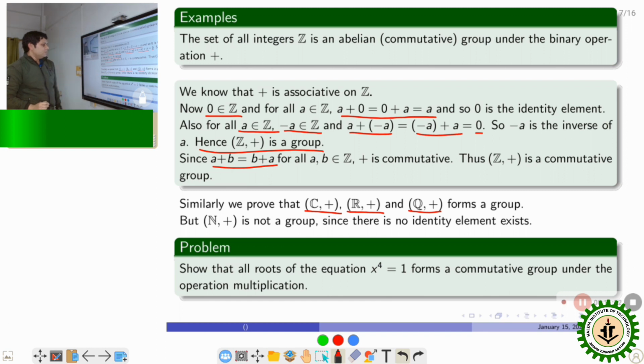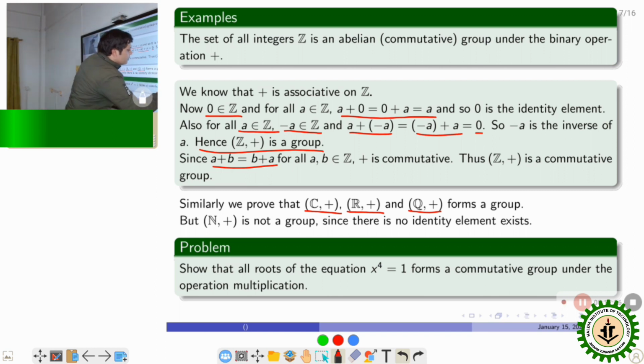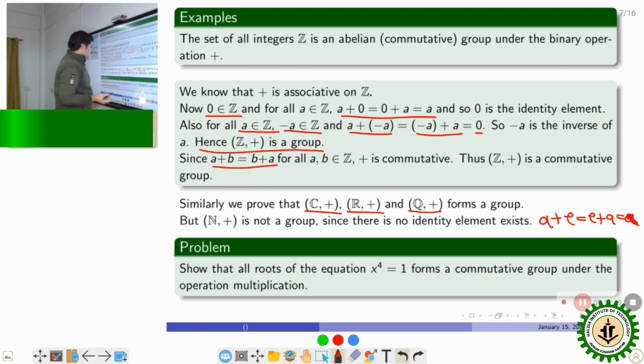This is not a group, since (N, +) has no identity element. We cannot find any identity element, that is, an element with the property A plus E equals E plus A equals A. So therefore N with the binary operation plus is not a group.